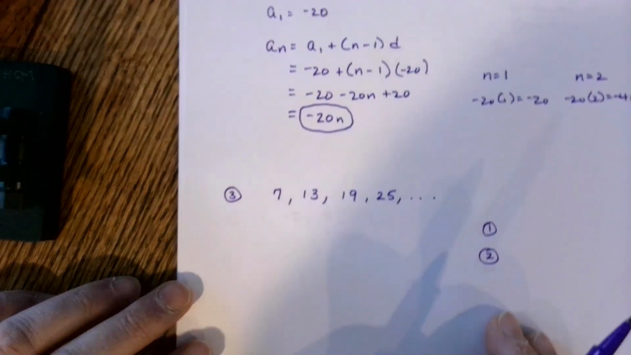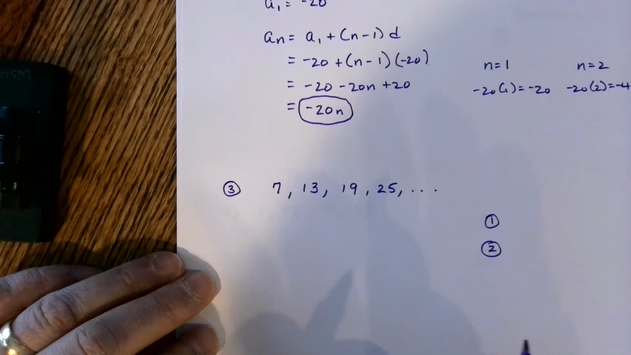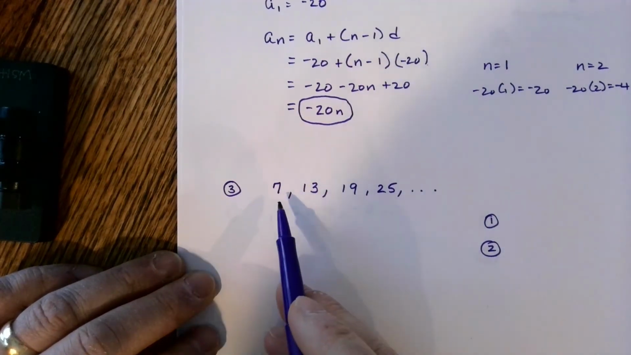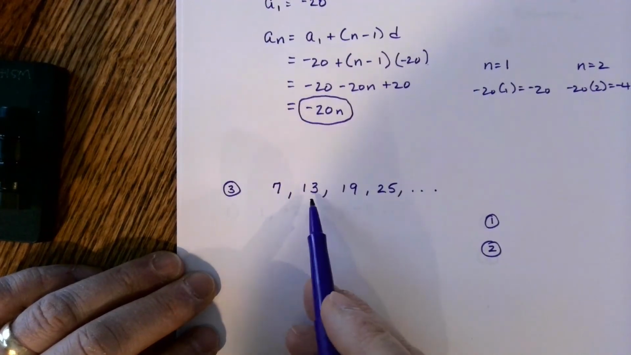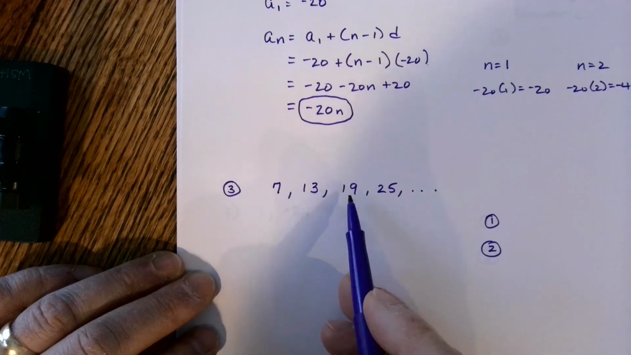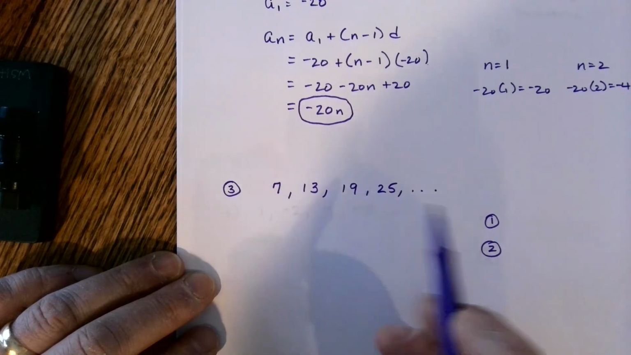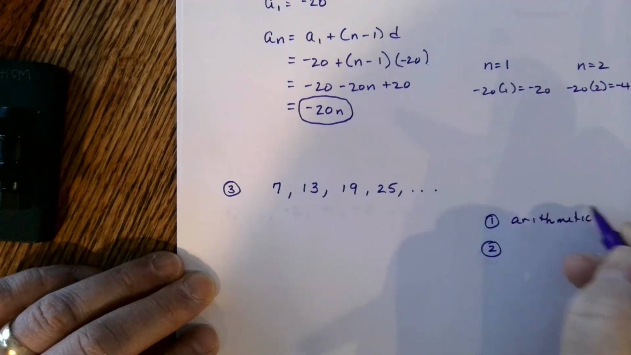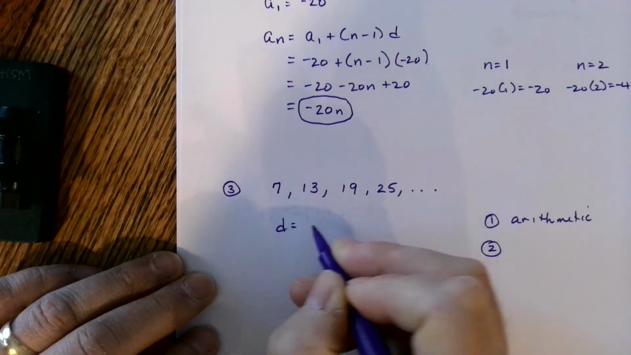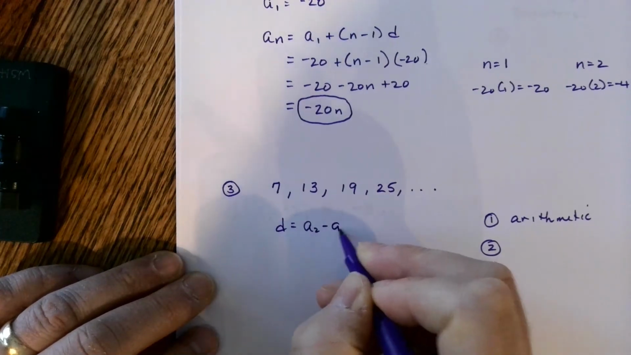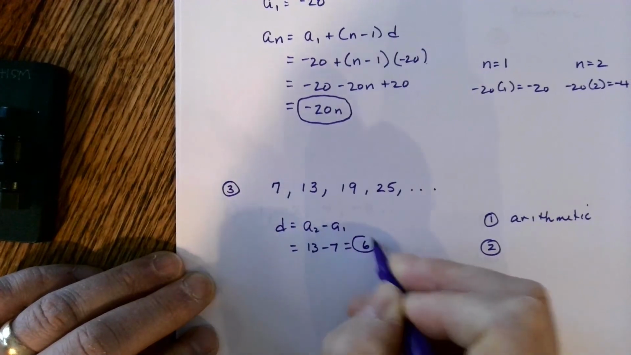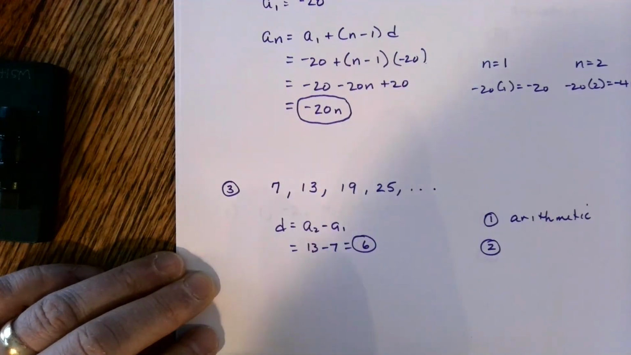One more example, a little bit different numbers. Once again, is this arithmetic or geometric? I think by inspection you can see that I am increasing by 6. 7 plus 6 is 13. 13 plus 6 is 19. 19 plus 6 is 25. So this is in fact an arithmetic sequence. My common difference is the second term minus the first term, which in this case is 13 minus 7, which is 6. And I could carry this out through the rest of my terms.